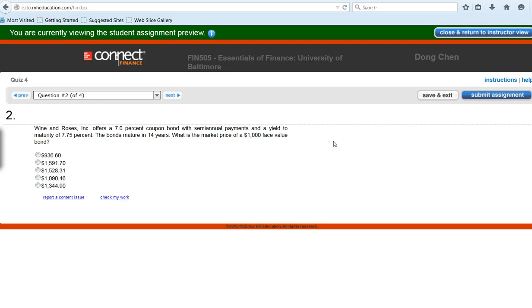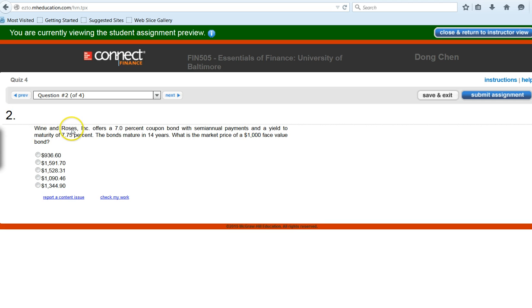Okay, so here I want to use this question as an example to further talk about how to solve questions involving the non-annually compounded interest rate, or in this case, non-annually paid coupon. Essentially, they are the same. So let me first read the setup. This is question number 2 in quiz 4.